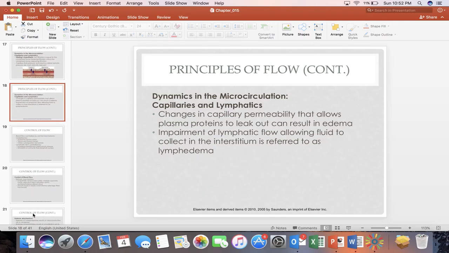Dynamics in the microcirculation, capillary, and lymphatic. There are changes in the capillary permeability that allow plasma protein to leak out, and that can result in edema. And what causes these changes? Mostly it is inflammation. Impairment of lymphatic flow allowing fluid to collect in the interstitium is called lymphedema.